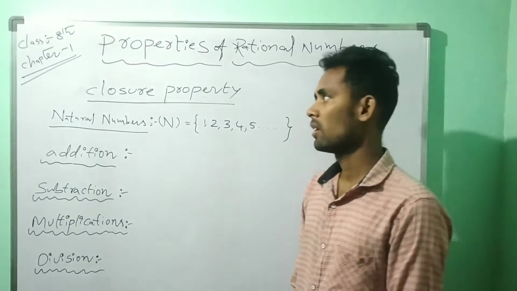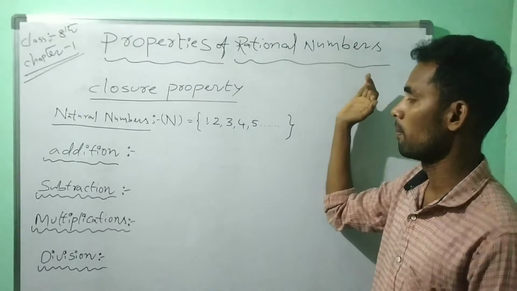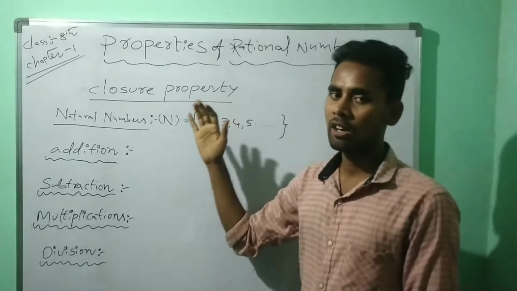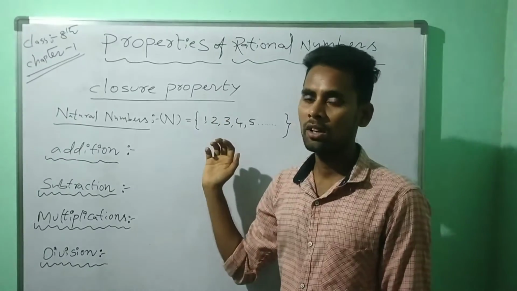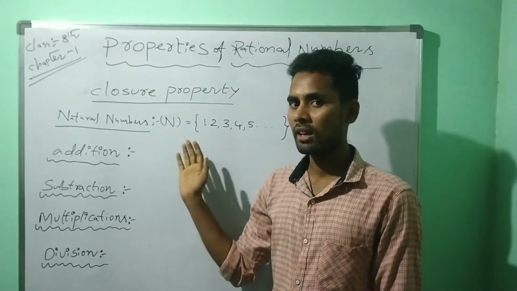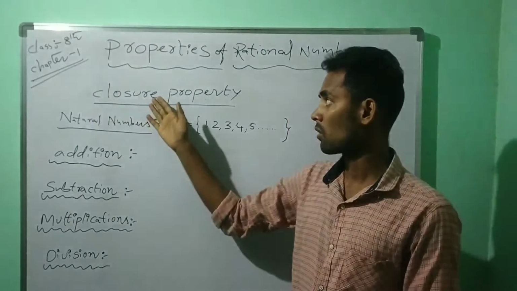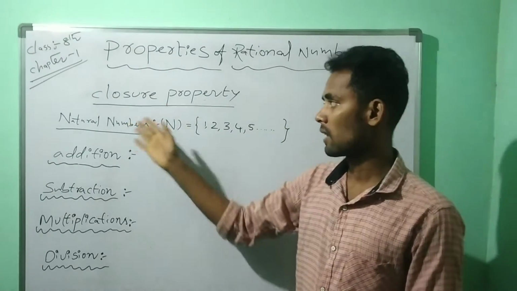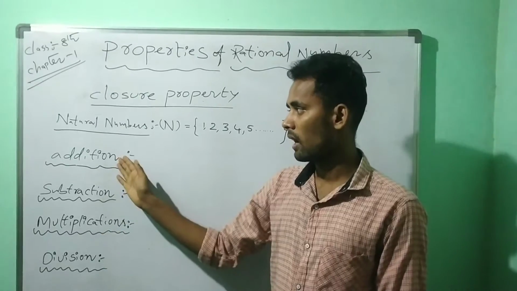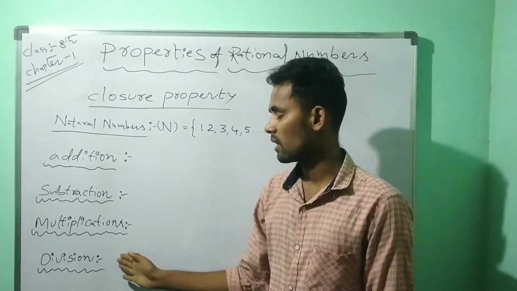Hi students, now let us discuss properties of rational numbers. The first property is closure properties, the second one is commutative properties, the third one is associative properties, and the fourth one is distributive properties. Now discuss the closure properties in natural numbers under these four operations: addition, subtraction, multiplication, division.